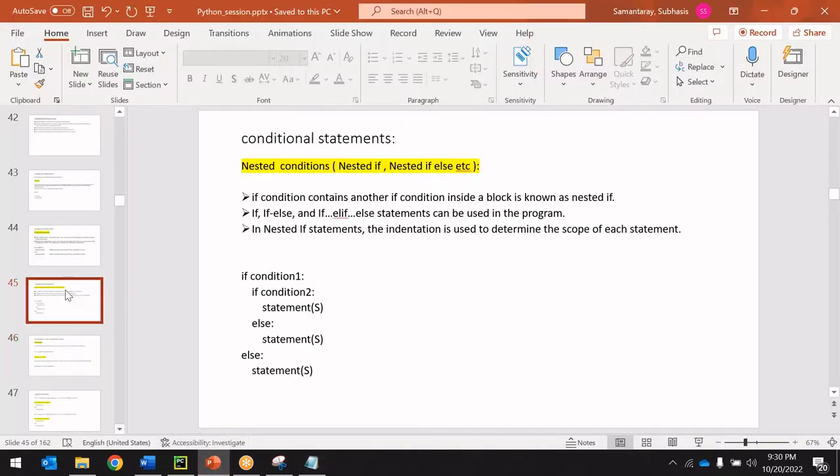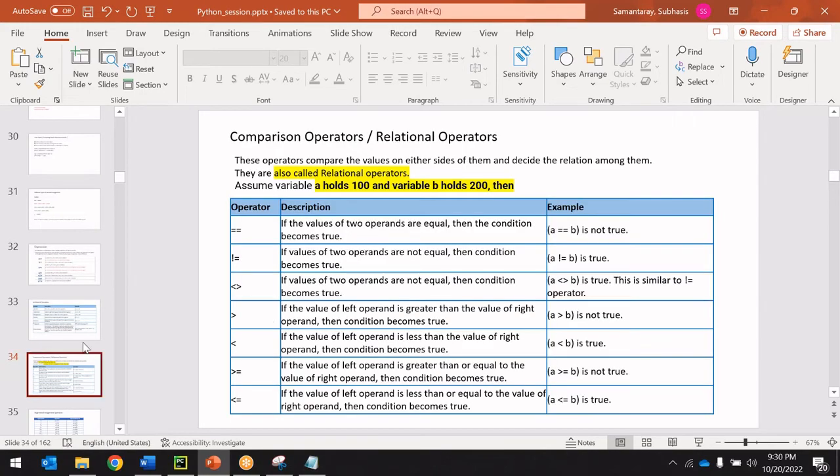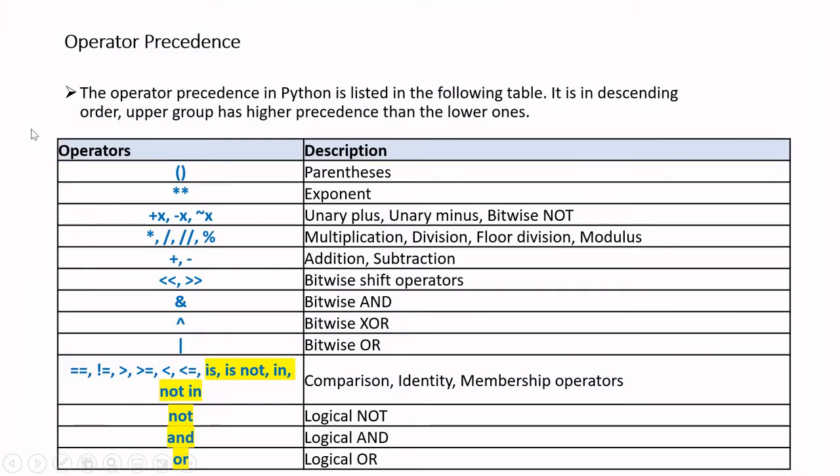Now let me take you to one slide and let us understand the precedence. In the operator precedence, the brackets have higher precedence, then exponents, then we have unary operators. For example, x equal to 10, minus of x is minus 10. If x equal to minus 10, then minus of x is 10. Those operators are known as unary operators. Then similarly we have multiplication, division. This is the next precedence.